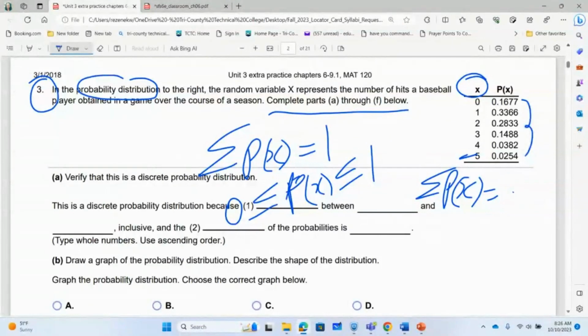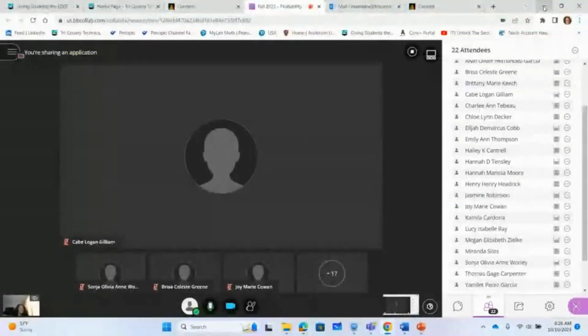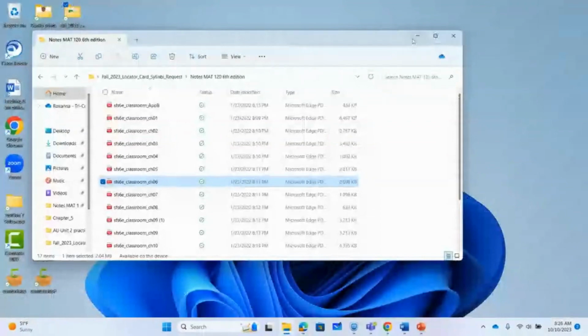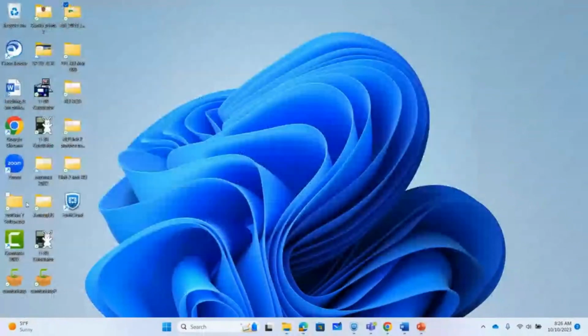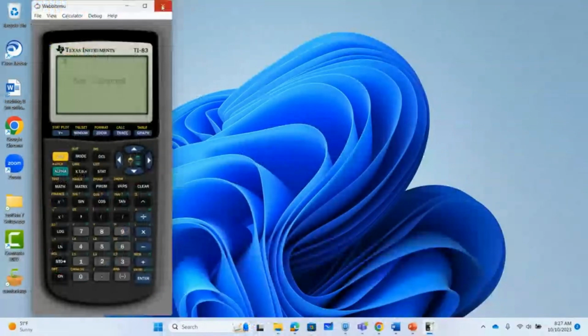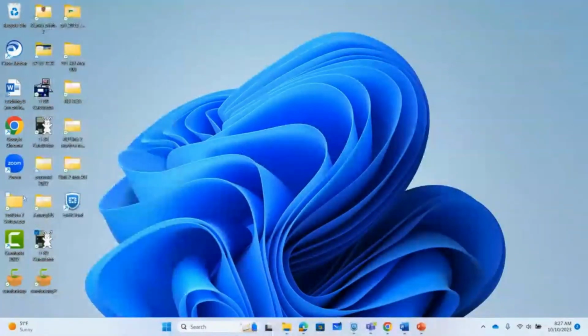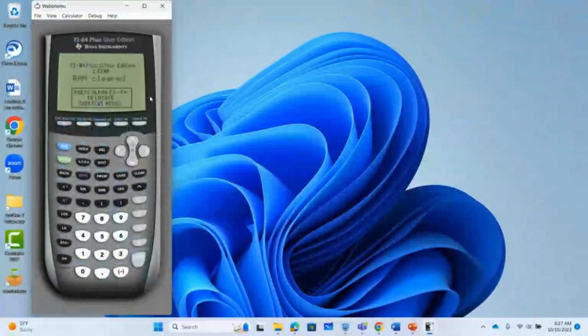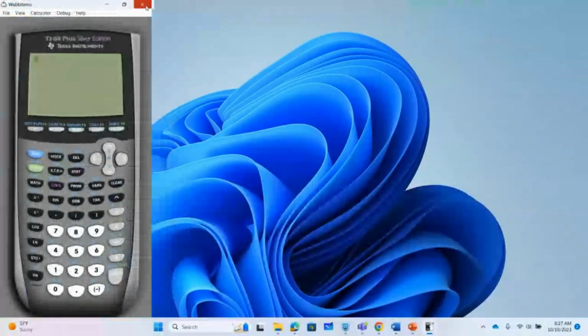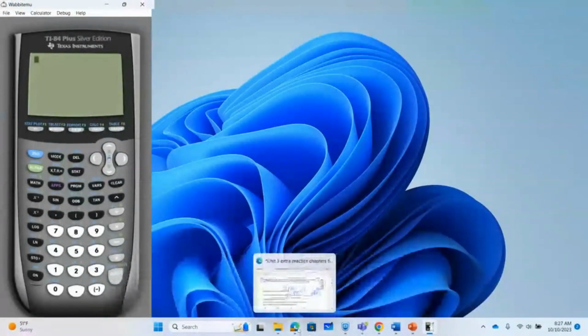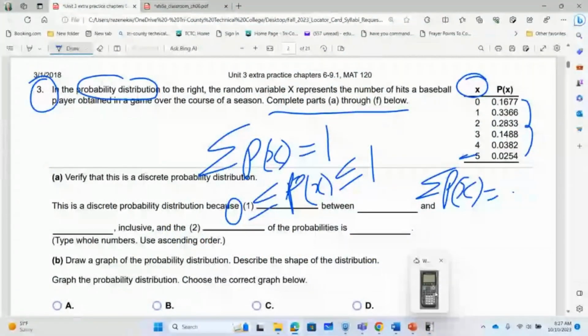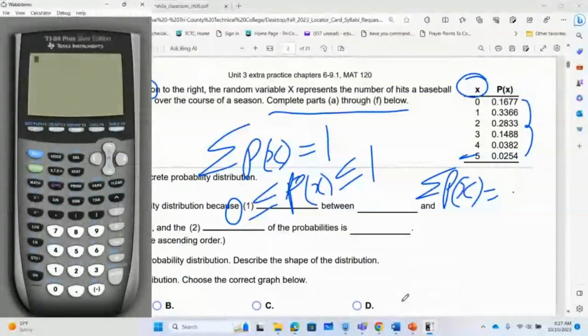But by the way, I haven't added the sum yet, so let me not say it. Let me get my calculator, because I don't want to assume that the sum is 1. I'm going to put the calculator up and verify that the sum is 1. I need the TI-84. Can you see my calculator? Somebody say yes or no, can you see my calculator?